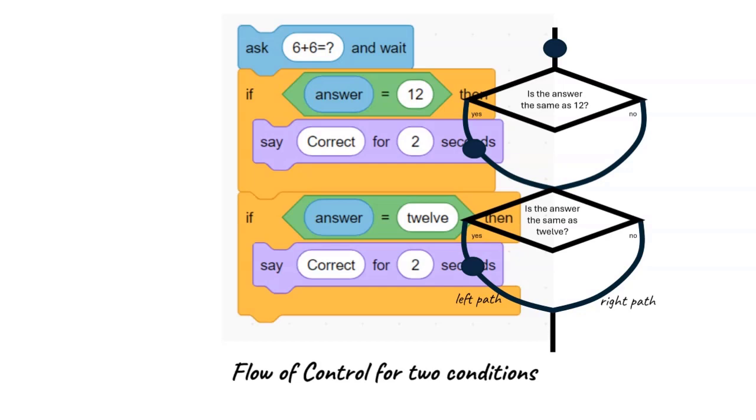Then it's going to check the next condition. Now, of course, if it says the number 12, it can't also say the word 12. So it's going to have to go down the no condition, the right-hand side pathway for that one. Okay, it is also possible to go down the no for the first condition and the yes for the second condition. It is possible for some combinations of conditions to trigger both conditions and run both bits of code, but in this case that wouldn't happen.